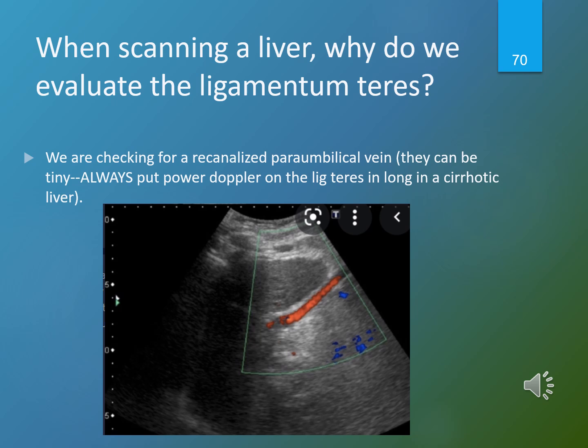When scanning a liver, why do we evaluate the ligamentum teres? Why are we looking at all these ligaments? Well, they're helpful landmarks to know while we scan, but also we're checking for a recanalized paraumbilical vein.